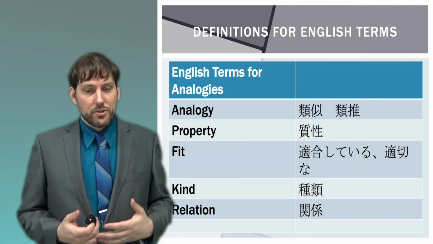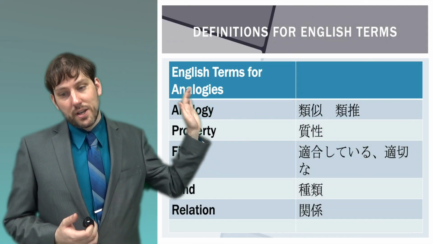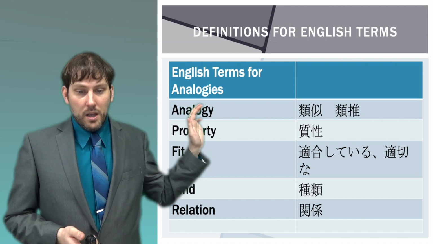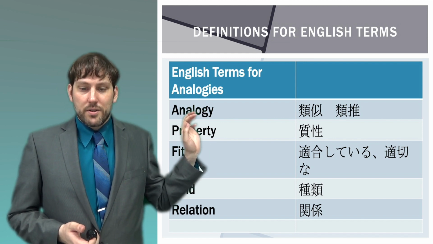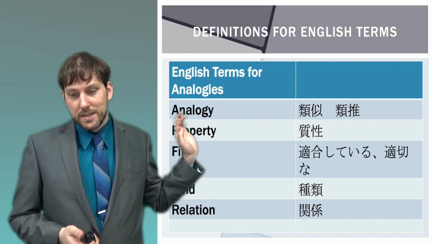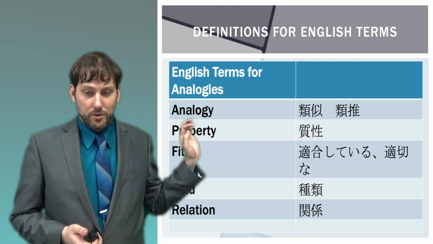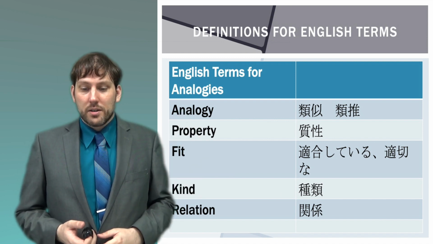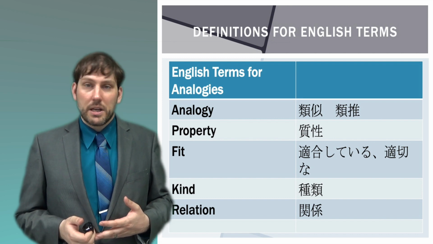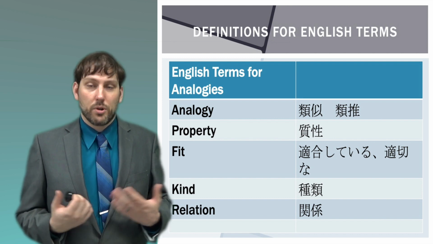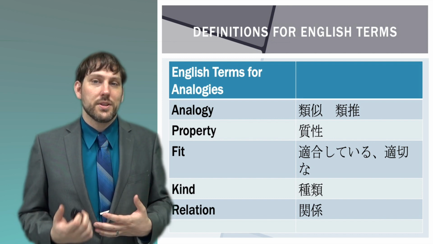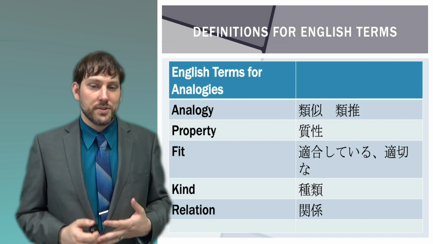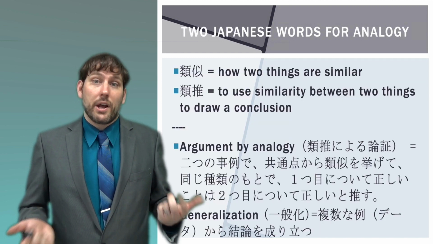So I want to give some English terms for analogies. So an analogy is a ryuji or a ryuisui. A property is a shise, and fit is tekigo or tekisetsu or tekio. And kind is a shurui, and a relation is kankei, or kanren. We're looking at things in these terms when we're working with analogies. So there's 2 different words for analogy in Japanese.